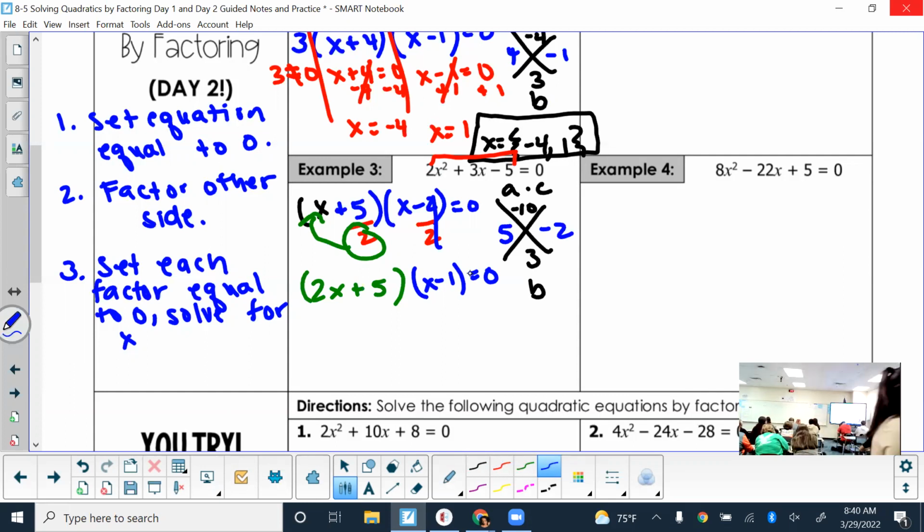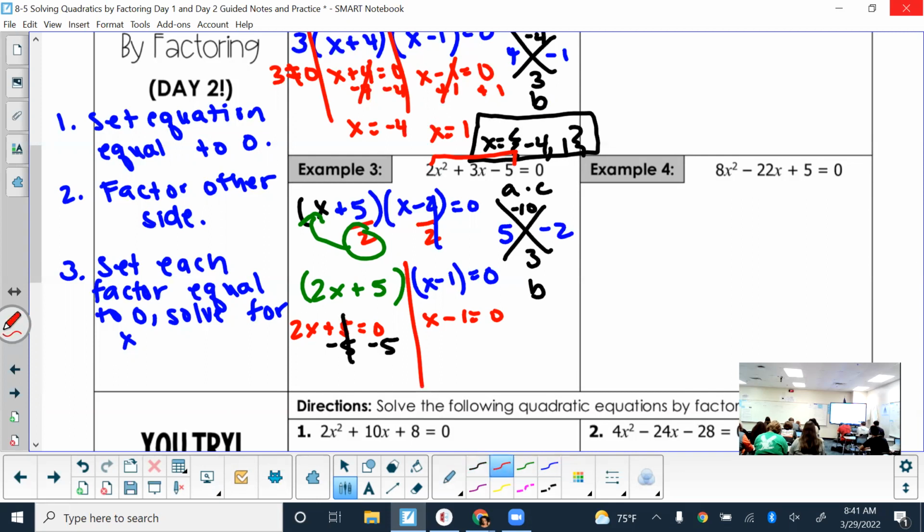So questions on how we factored that? So that was the factoring step. Now we're going to do the step where we set each factor equal to 0 and solve for x. So I have 2x plus 5 equals 0 and x minus 1 equals 0. Over here, get the x by itself. Always start with the one that's farther from it. Do I get rid of the 2 or the 5 first? How do I get rid of it? Good, do that on each side.